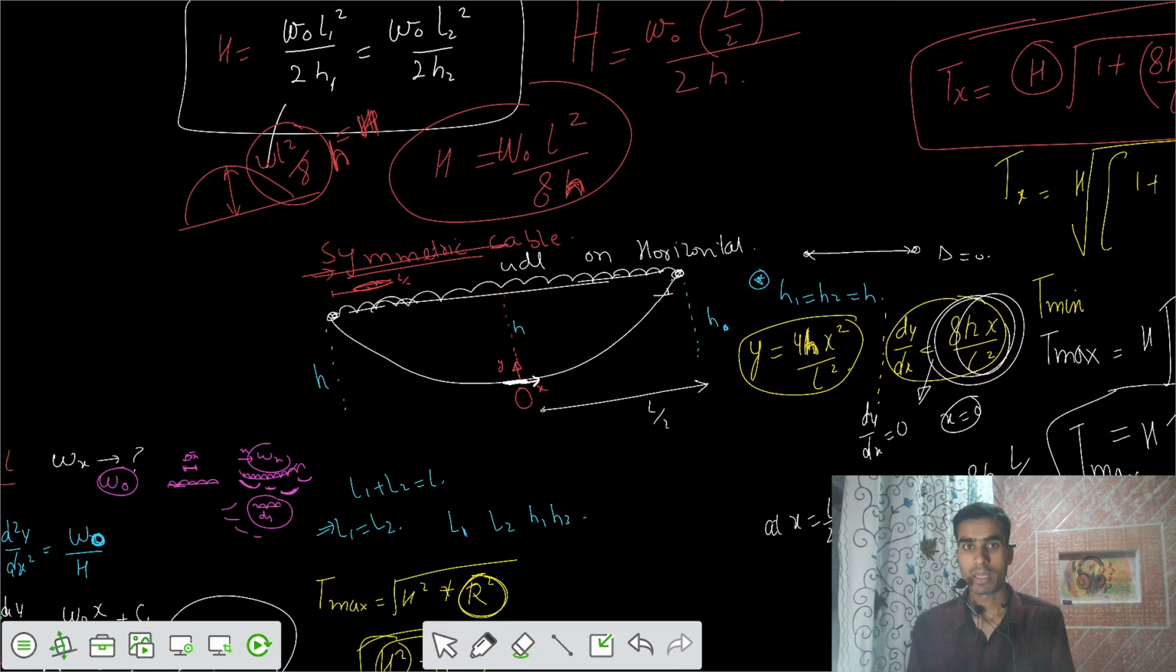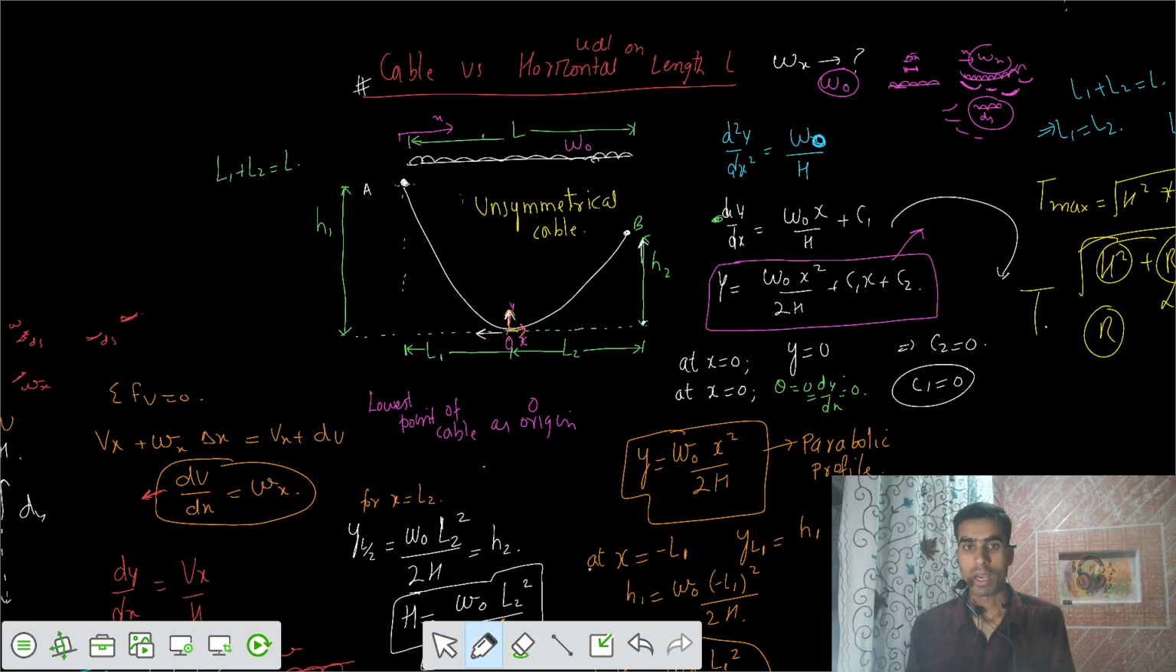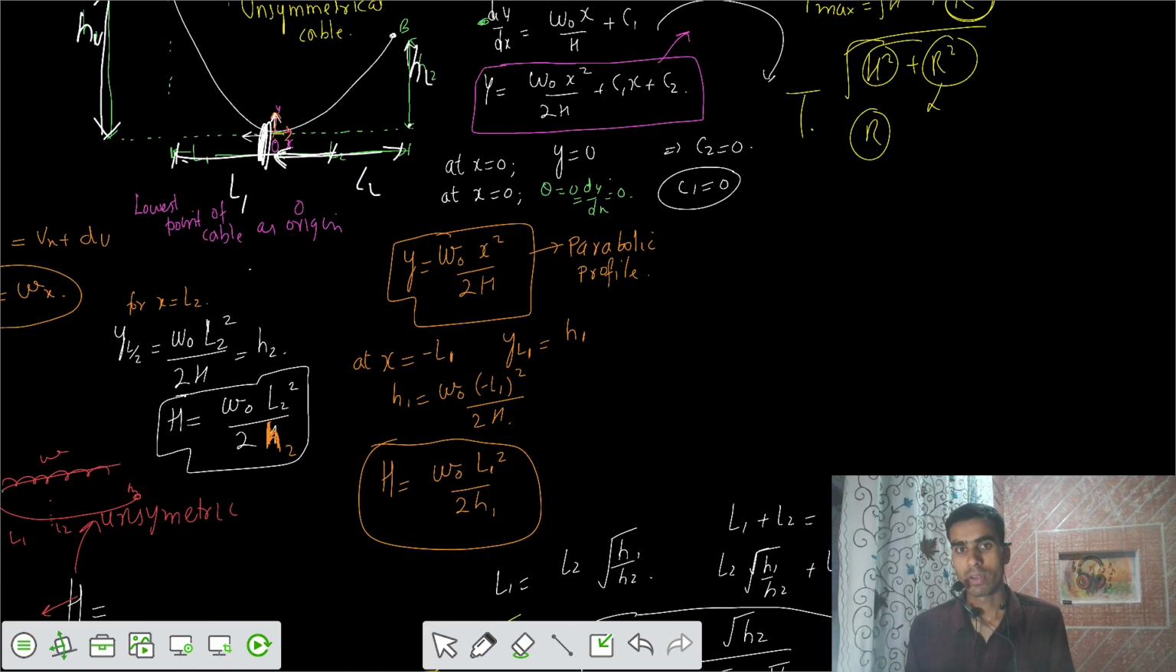But in the previous problem, we were solving for the unsymmetric cable, where you have two supports at different levels. Because of that, you had sag H1 and sag H2, and similarly a length L1 up to the origin point, the lowest point, and from this side we had L2, and then we got those two or three relations.